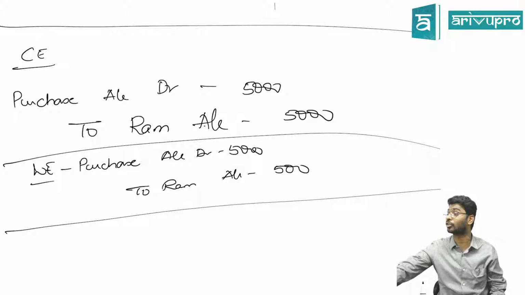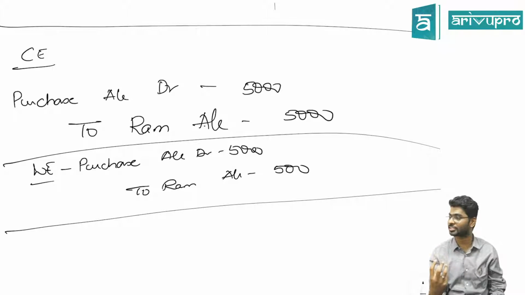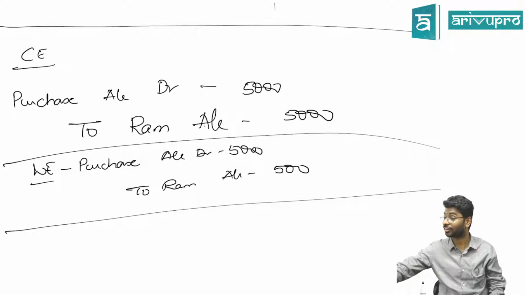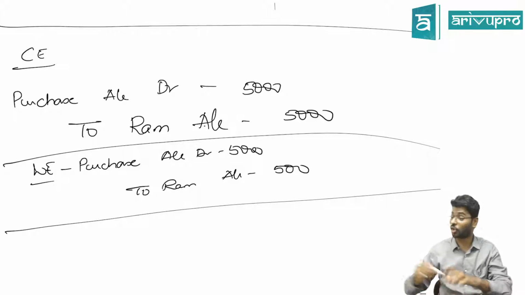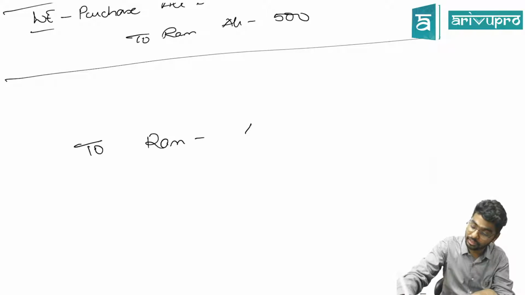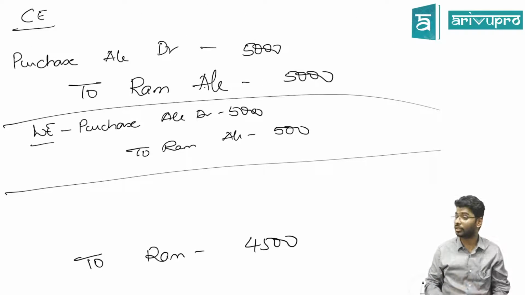Please give him a credit of 4,500. You see, I am having a conversation with my books. Ram, you should have got how much? 5,000. But you got how much? 500. So I will give you more. How much more? So I will be crediting Ram, to Ram 4,500. Are you clear? Now, who is giving the debit?